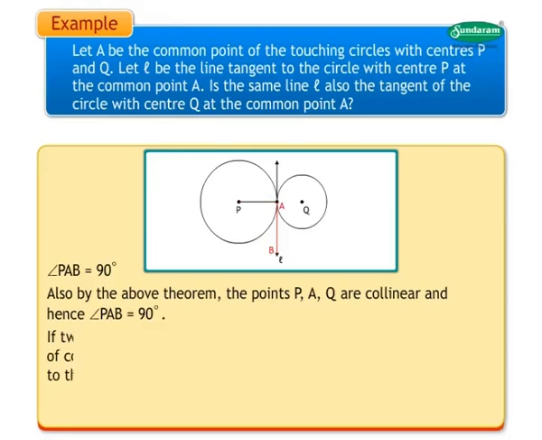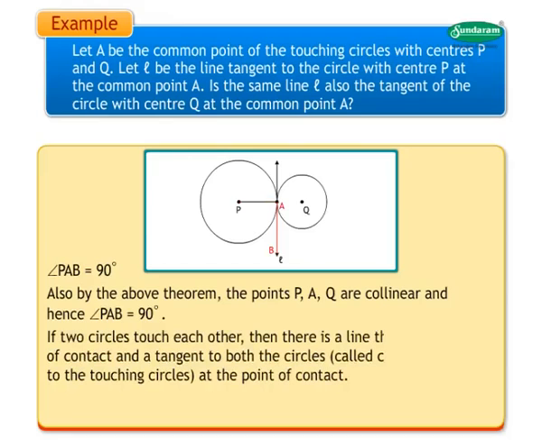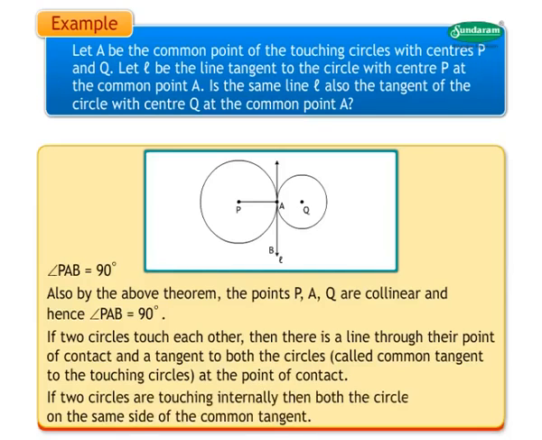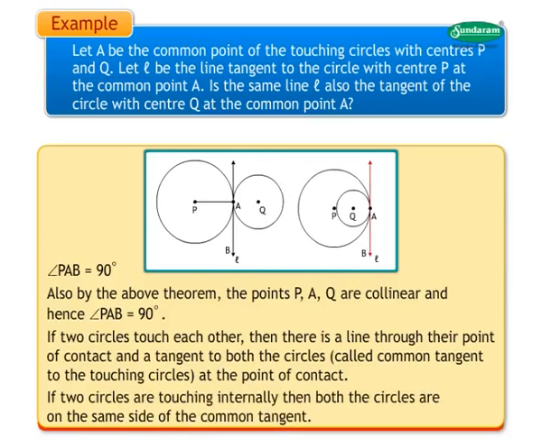We conclude that if two circles touch each other, then there is a line through their point of contact that is a tangent to both the circles, called the common tangent to the touching circles at the point of contact. Also, if two circles are touching internally, then both the circles are on the same side of the common tangent. Here, line L is tangent to the circle with center Q and the circle with center P, and both the circles are touching each other internally. If two circles are touching externally, still there is a common tangent to both the circles.